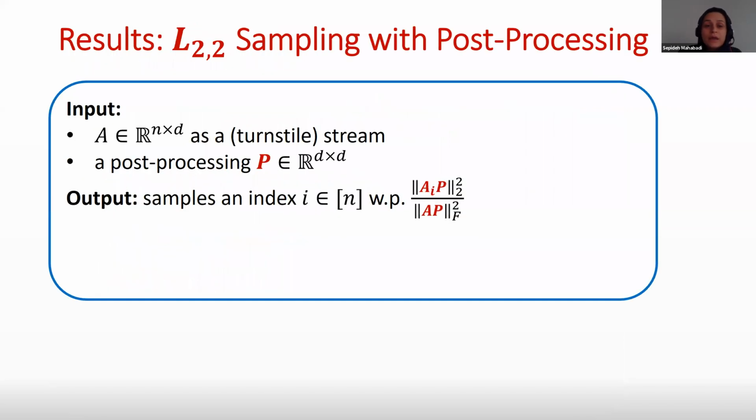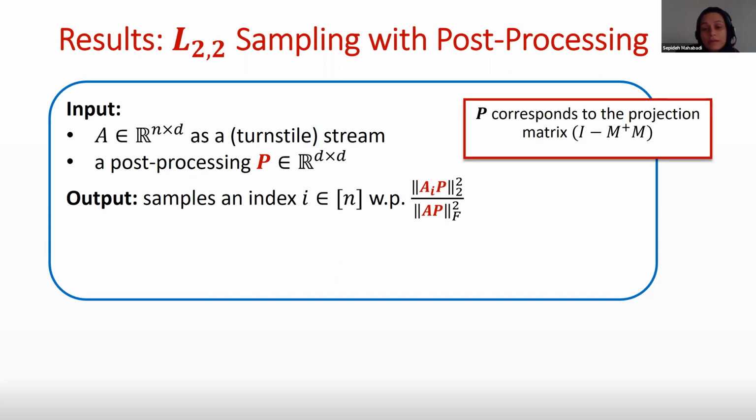First, we show that we can find an algorithm for an L2,2 sampler with post-processing. So what's the problem here? We are given a matrix A that is coming in a turnstile stream, and we are also given a post-processing matrix P, which is given after the stream finishes. So first we are given A in a streaming fashion, and after the stream, we are given the matrix P. The goal is to sample an index which corresponds to one of the rows of matrix AP with probability proportional to the squared norm of that row of AP. If you're wondering what this matrix P corresponds to, it corresponds to the projection that we are using in each round of adaptive sampling.